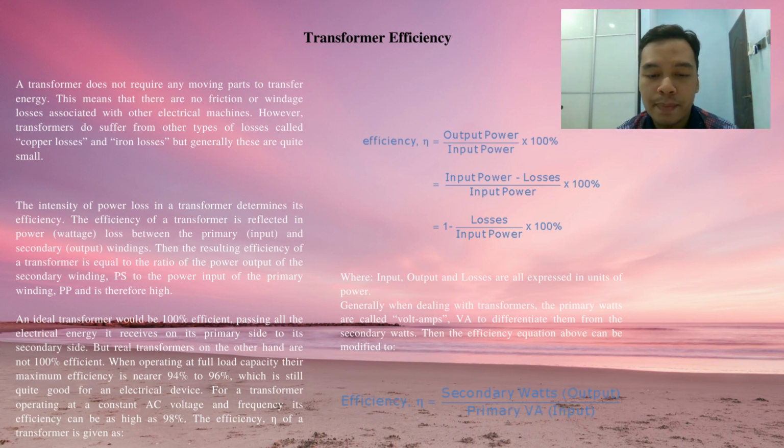units of power. Generally, when dealing with transformers, the primary watts are called volt amps, VA, to differentiate them from the secondary watts. Then, the efficiency equation above can be modified to efficiency equal to secondary watts output divided by primary VA input.